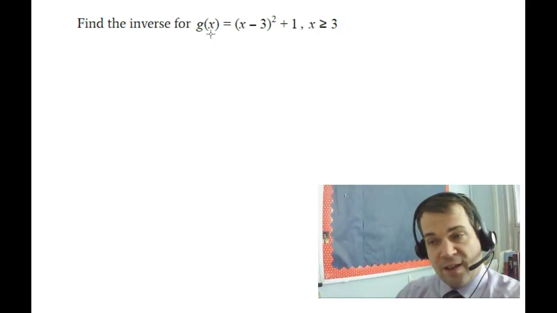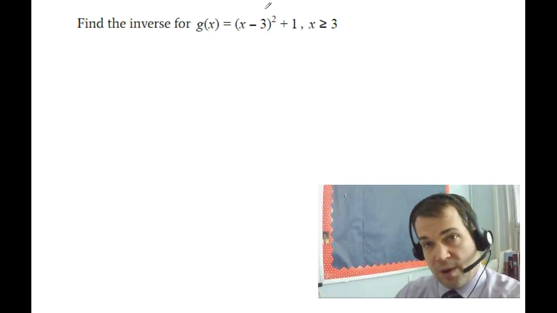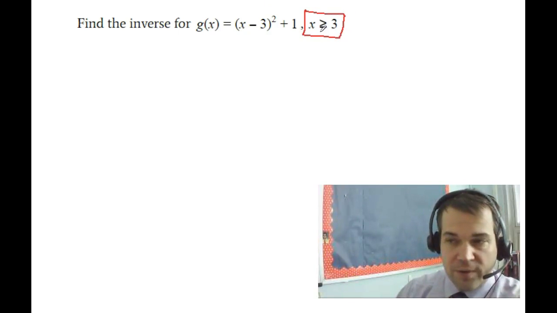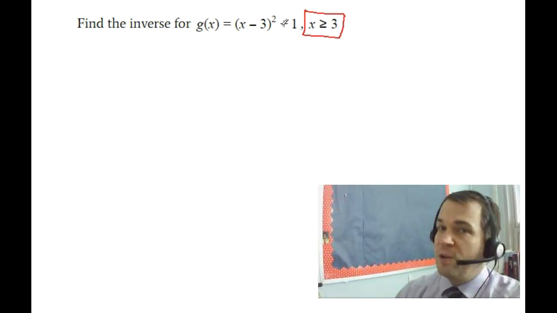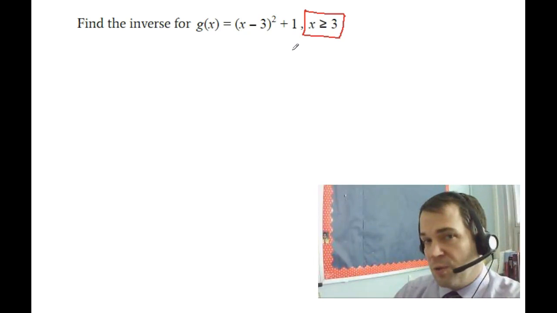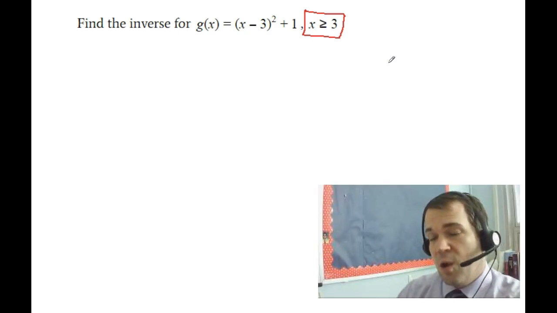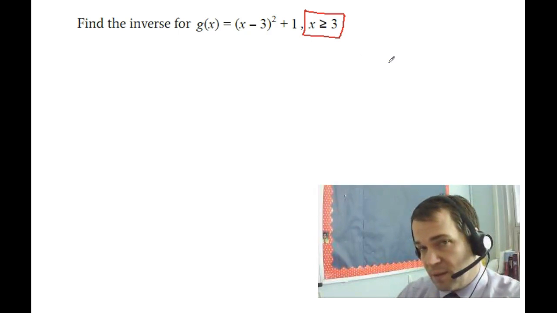We have a function g of x, which takes whatever number you give it, subtracts 3, squares it, and then adds 1. We have this interesting restriction, called a domain restriction, which means you can only put in numbers that are bigger than or equal to 3. As far as our work goes for finding the inverse, we can ignore that little rule with the comma on it. When it comes to our check, we'll have to respect it and keep it in mind.